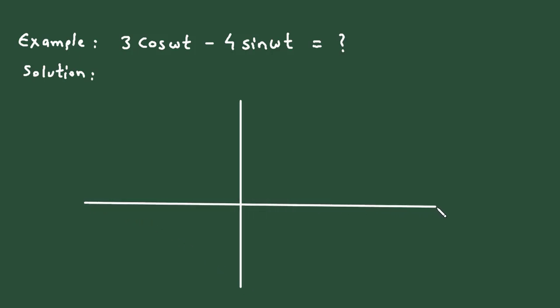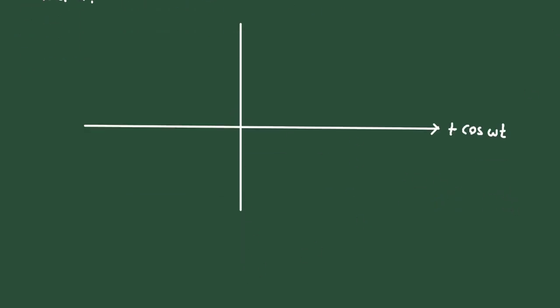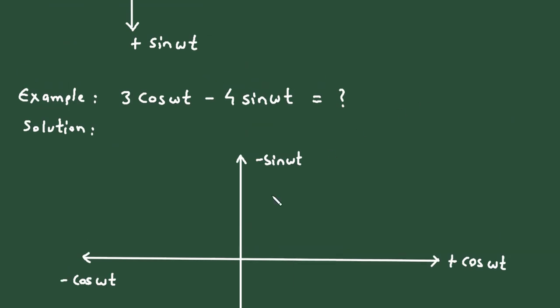It will be something like this. This is plus cos omega t and this is plus sine omega t. Now this will be minus sine omega t and this will be minus cos omega t. And here this is 0. So first we want to draw 3 cos omega t.